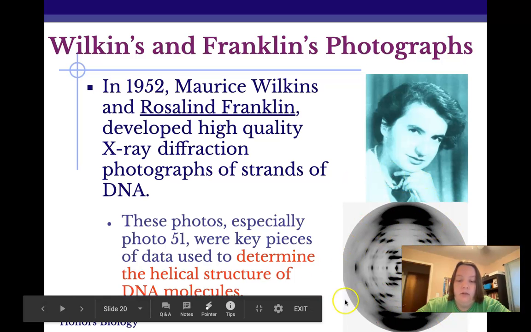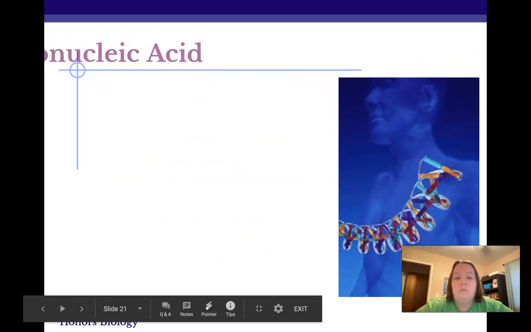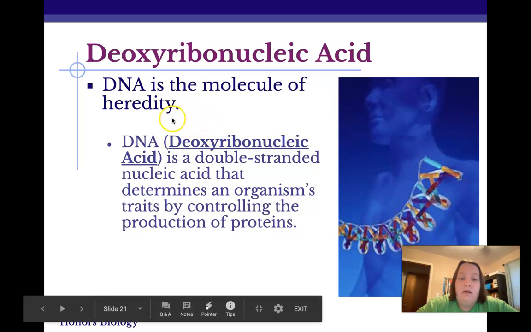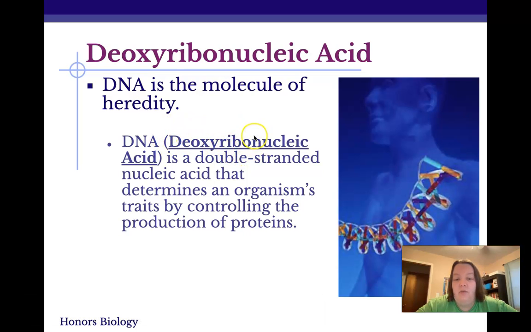You'll want to be familiar with this image. Sometimes it will pop up on your SOL. So if you did not know, DNA stands for deoxyribonucleic acid. So ribose describes the sugar. So deoxyribose is the sugar in DNA, and it is a nucleic acid. So deoxyribonucleic acid is DNA. DNA is double-stranded, and it's going to determine the traits of an organism. So DNA codes for specific proteins that then give organisms their traits.